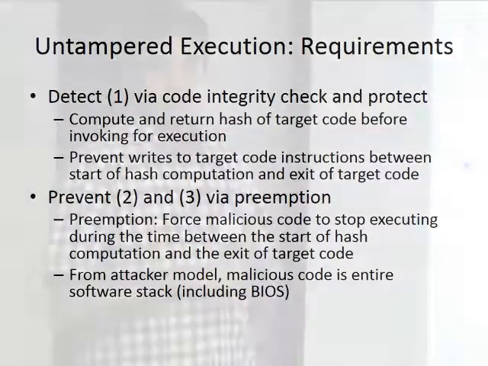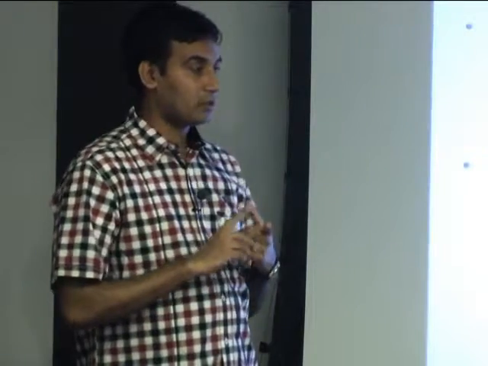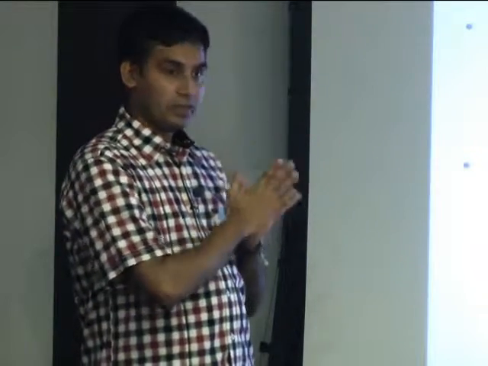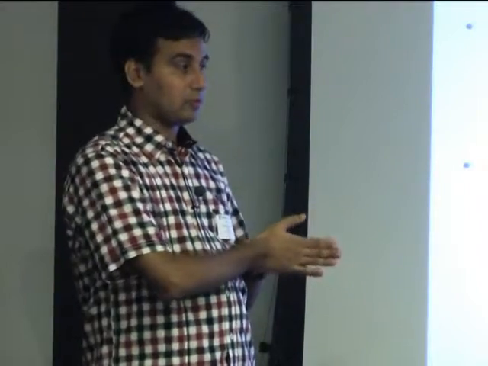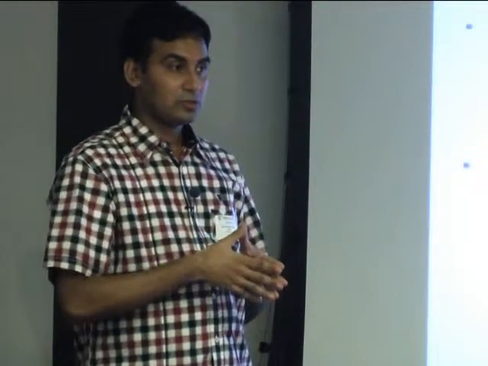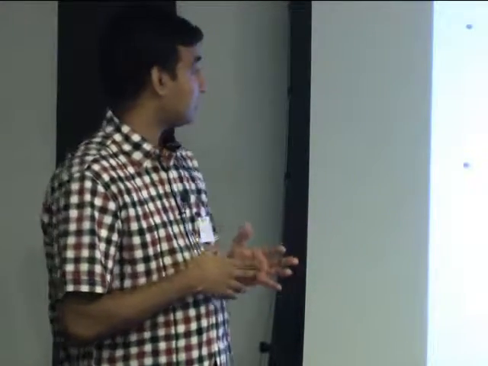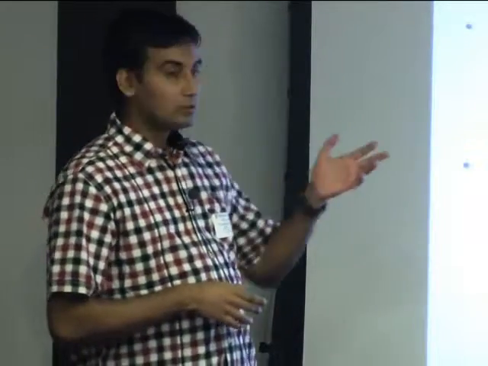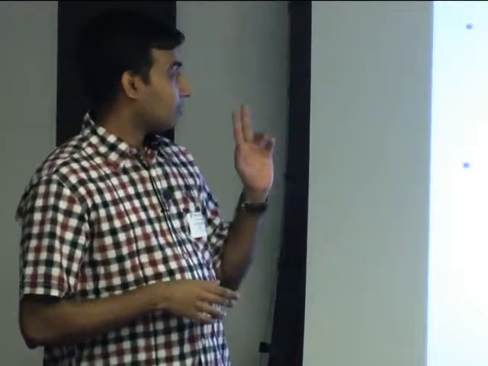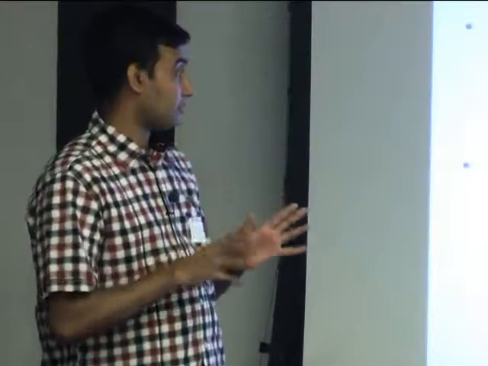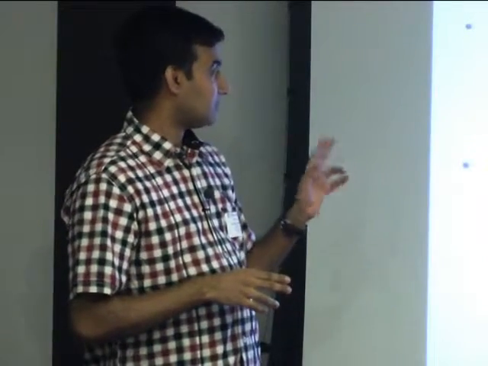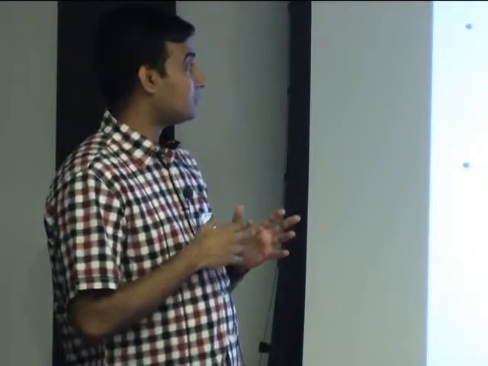To detect attempts to change the target code instructions, you can simply check the integrity of those instructions before you execute the target code and protect the integrity of those instructions after you've done the check. So you don't have a time of check to time of use type problem. You don't have a race condition there, basically. So what do you do? You compute and return the hash of the target code before invoking that target code for execution. And you prevent any writes to the target code instructions between the start of computation of the hash and the exit of the target code, right? So this gives you the ability to detect attacks against code integrity.